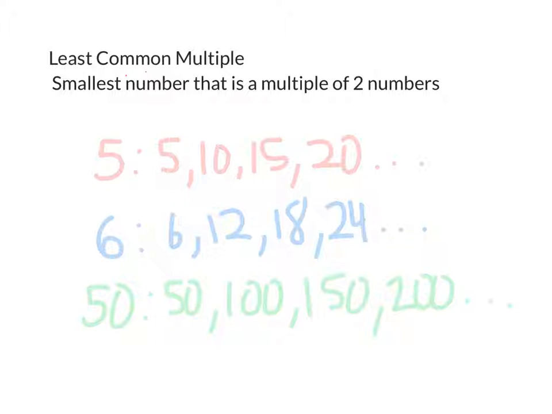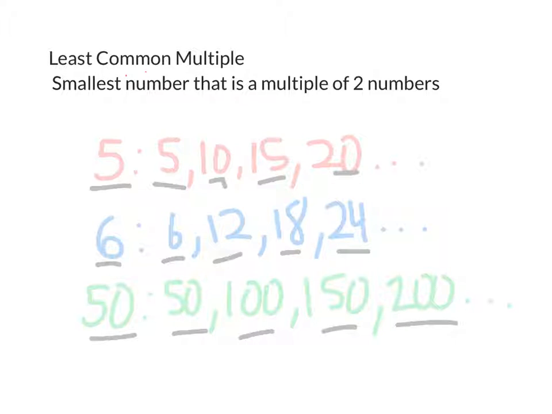So multiples are just the numbers you get when you multiply 1 times a number, then 2 times a number, then 3 times a number. So the multiples of 5 are going to be 5, then 10, then 15, then 20. Multiples of 6 are going to be 6, 12, 18, 24. Multiples of 50 are going to be 50, 100, 150, and 200.